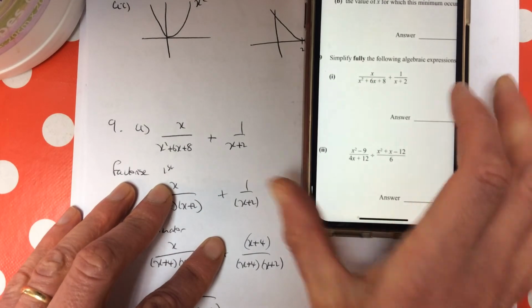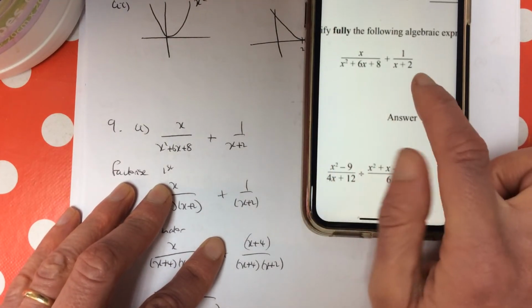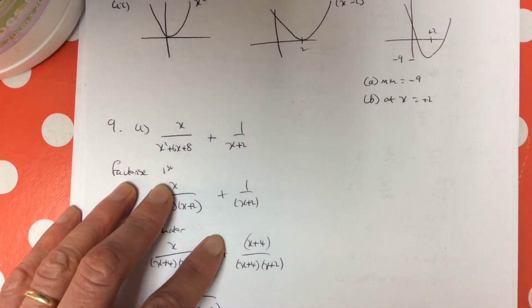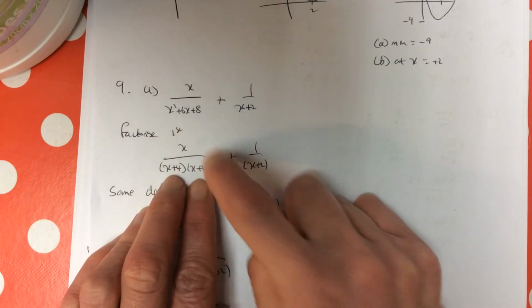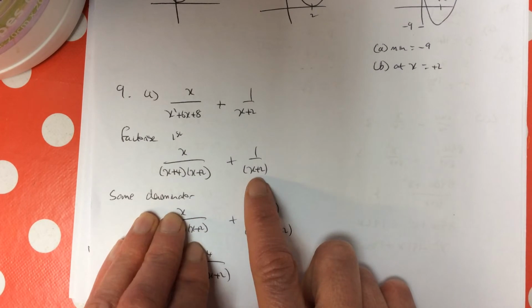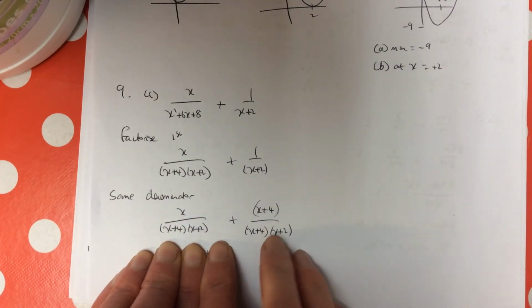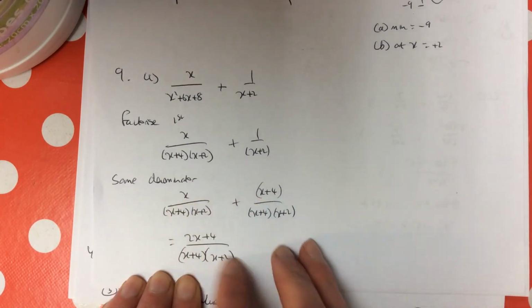Question 9 is fractions in both bits. So fractions factorise first. So what multiplies to give 8 and adds to give 6 is 4 and 2. Make the bottoms the same. So this here fraction needs an extra x plus 4. Once the bottoms are the same, just add the tops.